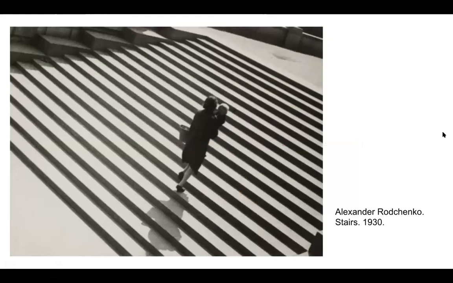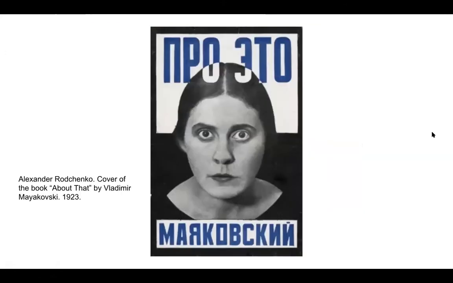This is some of his photography. Again, we're seeing a lot of these lines are not just horizontal or vertical, but rather diagonal as well. And we're seeing really the breakdown of just these really basic shapes. Here we have the cover of a book. About That is what it's called in English. I think that might be Varvara Stepanova, but I am not 100% sure. It kind of looks like her.